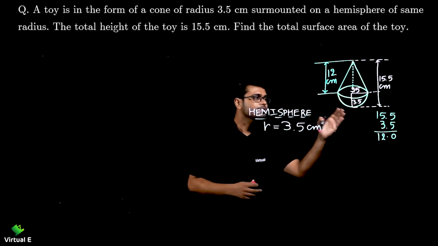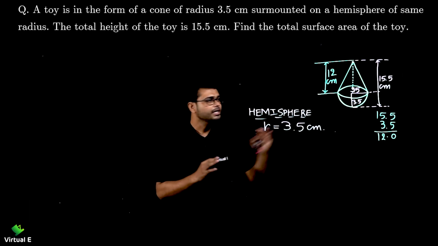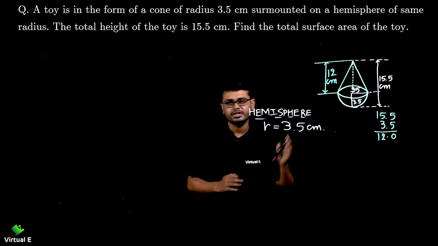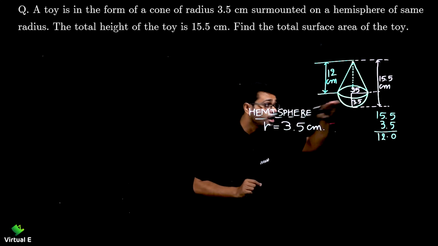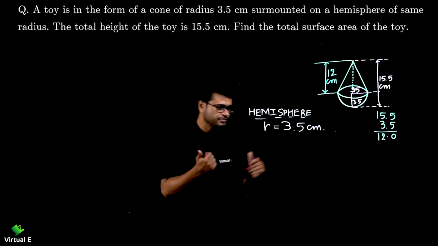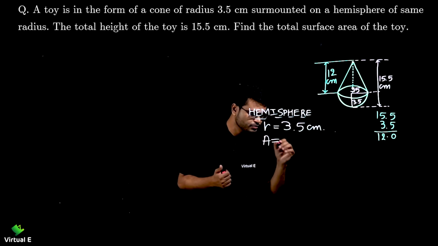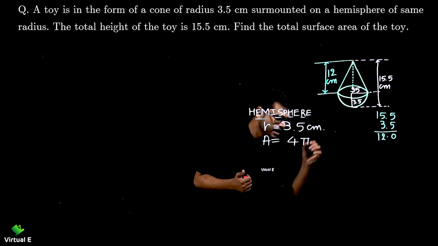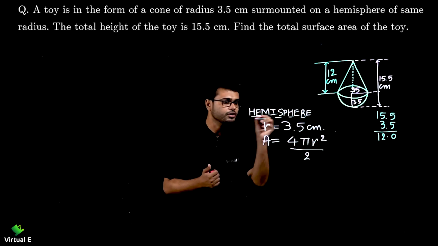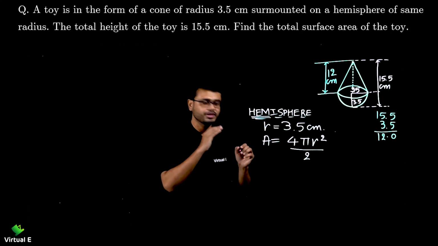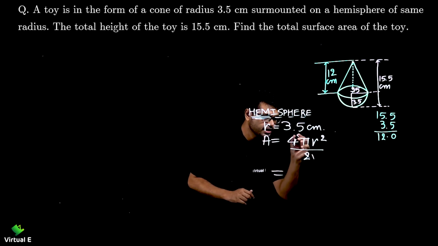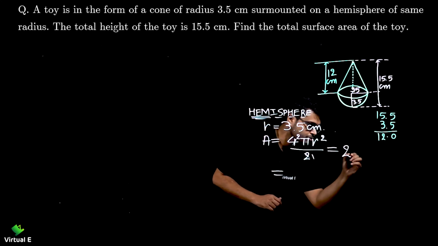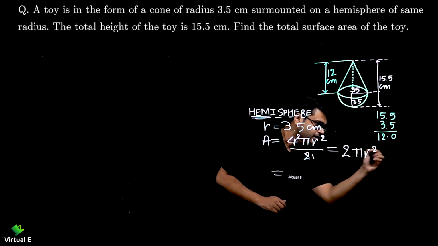It is similar to the previous case, hemisphere. The total surface area of the sphere is 4 pi r square, and we are talking about half of it. So divide by 2. Same we will do here as well: 4 pi r square divide by 2. Why divide by 2? Because we are talking about a hemisphere, half sphere, so the area will be half as well. So that's 2 pi r square.